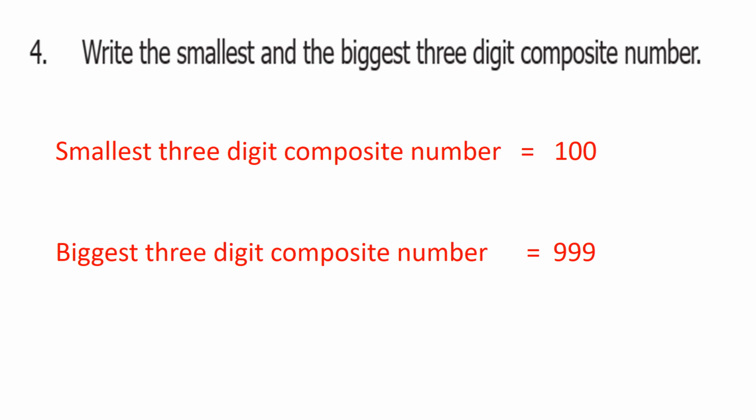And then fourth one, write the smallest and biggest 3-digit composite number. The first 3-digit number is 100. 100 itself is a composite number. So the smallest 3-digit composite number is 100. And the biggest 3-digit composite number is 999. After that 1000, that will be a 4-digit number. So the answer is 999.